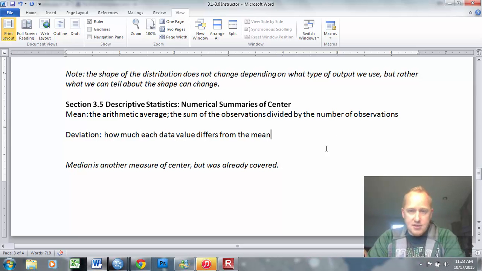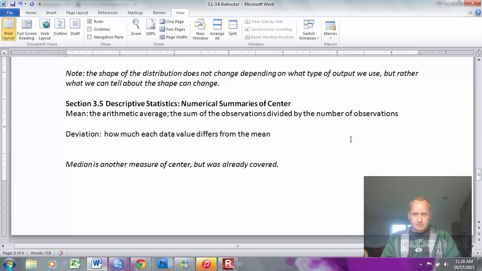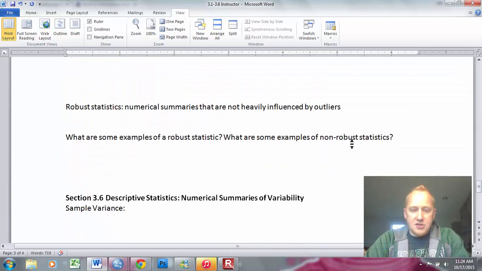The median, also a measure of center, but we've already covered that, so we don't need to get the definition down here again. Remember, we're not talking about the mode as a measure of center, not talking about the most commonly occurring number as a measure of center, because it's not always going to be that way. So the mean and the median are 2 measures of center.